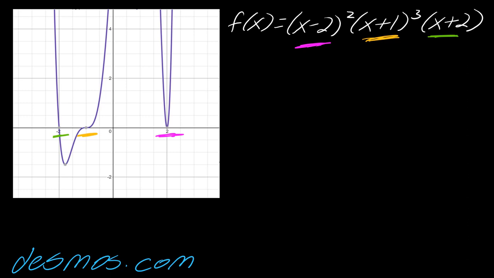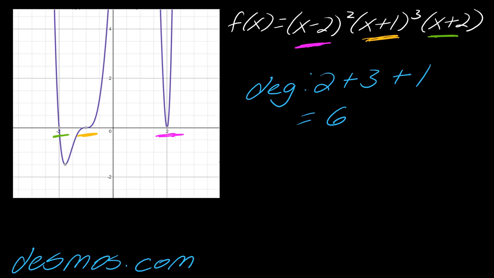Now, the last thing that I want to point out here is the degree. So what is the degree of this polynomial? How do you figure that out? The degree of this polynomial is found by, so this is 2 plus 3 plus 1. You just add up all the multiplicities of your zeros or your factors. So this is a degree 6 polynomial.